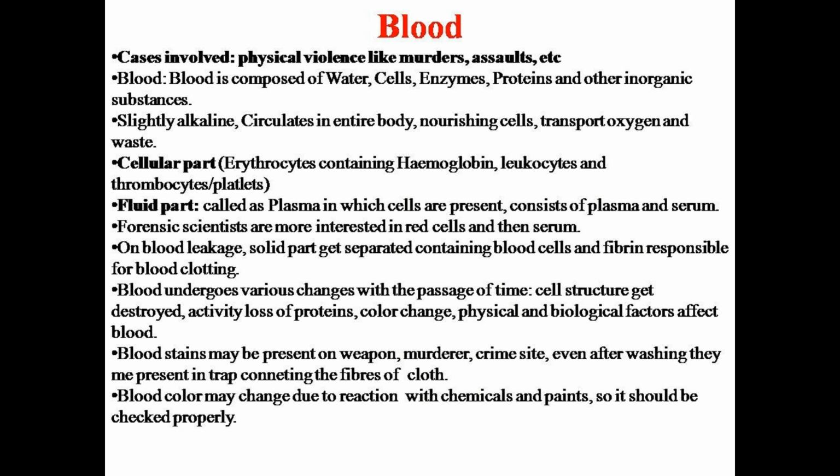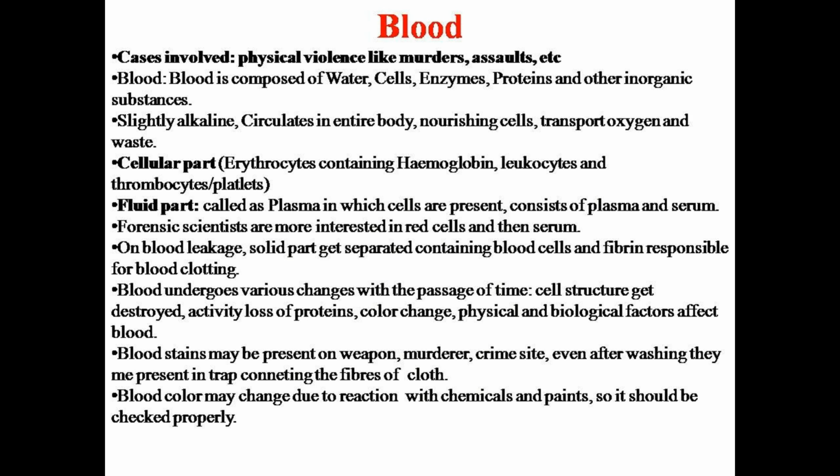Now, what is blood? It is a slightly alkaline fluid which circulates around the body, and it helps in feeding the cells and transporting oxygen and waste. It contains two parts, one is the fluid part and the other is the solid part. The fluid part contains mainly the plasma and the serum, while the solid or non-fluid portion consists of red blood cells and white blood cells. It is composed of mainly five things: water, cells, enzymes, proteins and other inorganic substances.